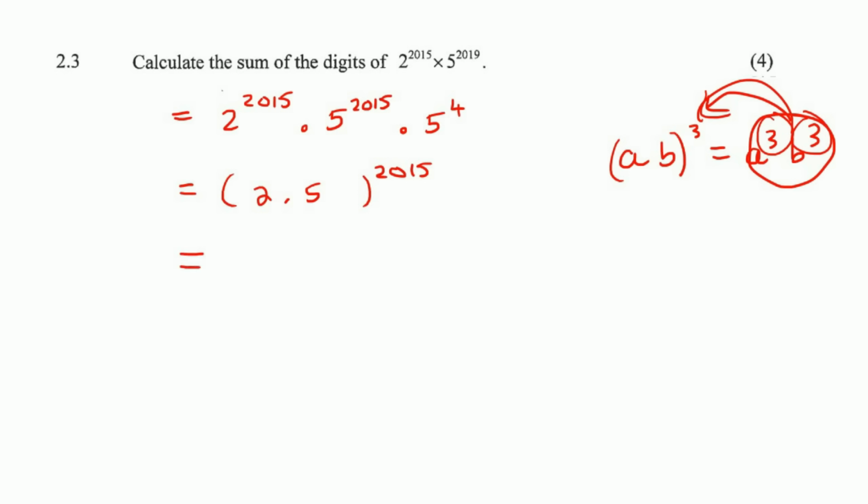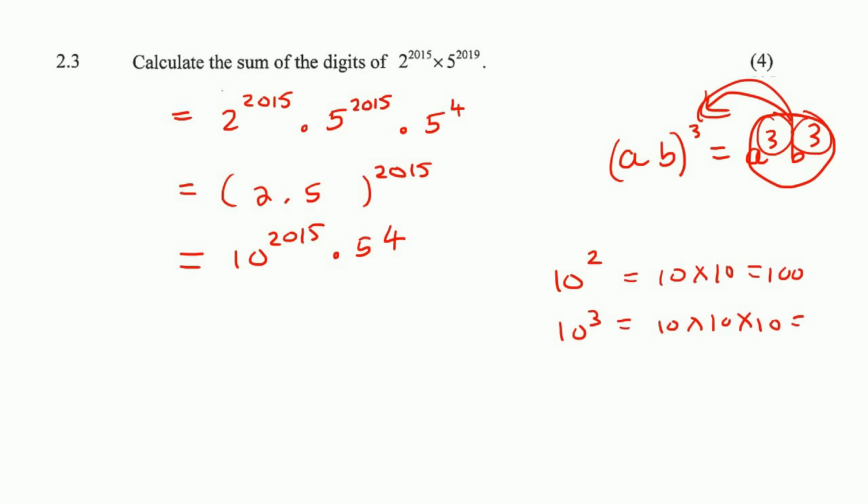Now that just becomes 10 to the power of 2015, and then 5 to the 4. Now look at this. If I say 10 to the power of 2, what does that mean? It means 10 times 10, which is 100. If I say 10 to the power of 3, it just means 10 times 10 times 10, which is 1,000.